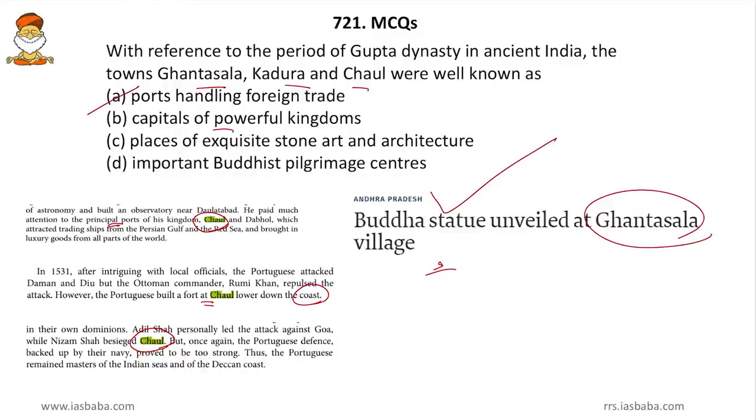But obviously, all the others do not come in line with Chaul. So friends, Ghantasala, Kadura and Chaul were the ports that were handling foreign trade during the Guptas. So friends, if you have command over the basic texts and NCERTs, then you can crack most of the questions of prelims. So never ever miss the NCERTs, be it old or new. So make up your mind that at least for history and geography, you cover both old and new NCERTs, because these two subjects are purely factual in nature and you have to go through the entire text if you have to gain enough knowledge regarding them.